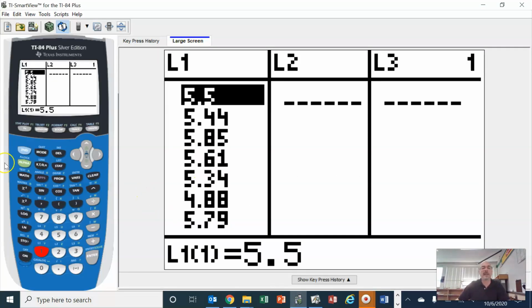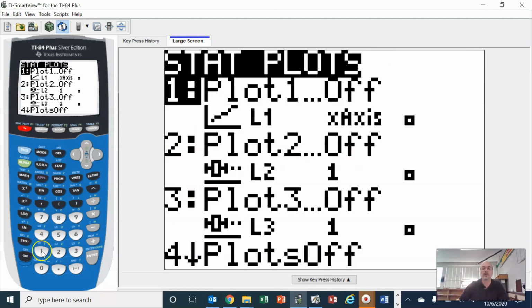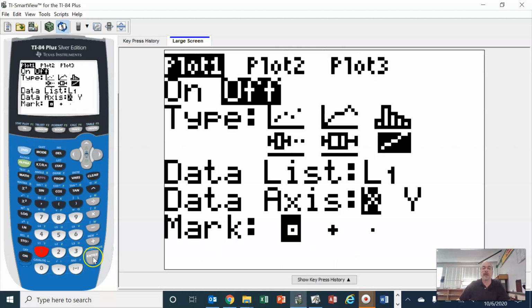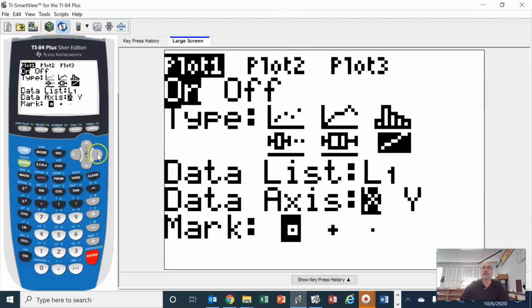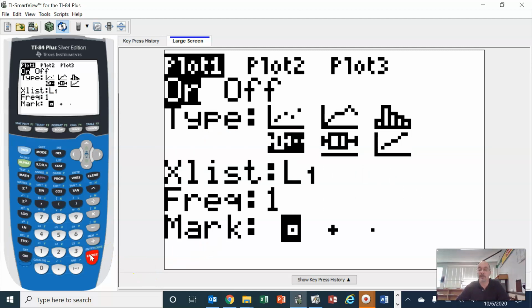All right, so I've got the data typed in. I'm going to go to my plot, so second y equals. You need to know this like the back of your hand, ladies and gentlemen. There's a lot of stuff we're going to be doing with this. I'm going to turn my plot on, plot number 1, and I'm going to pick that first box and whisker plot, this one right here, because that one will show you outliers. It does the 1.5 times the IQR math and figures out if there are any outliers. I need to make sure I have list 1 there. Leave your frequency as 1, and leave your mark as a box because that's the best.